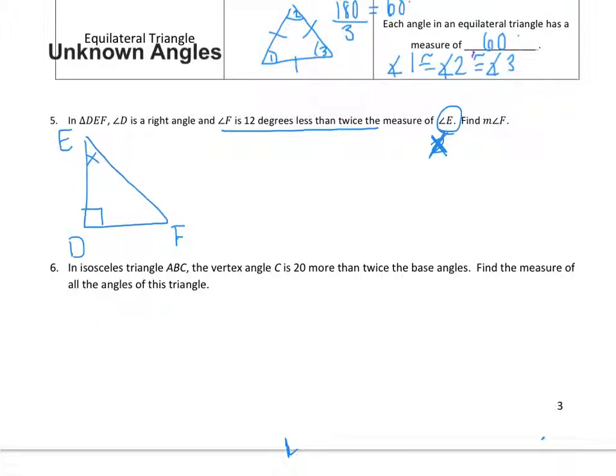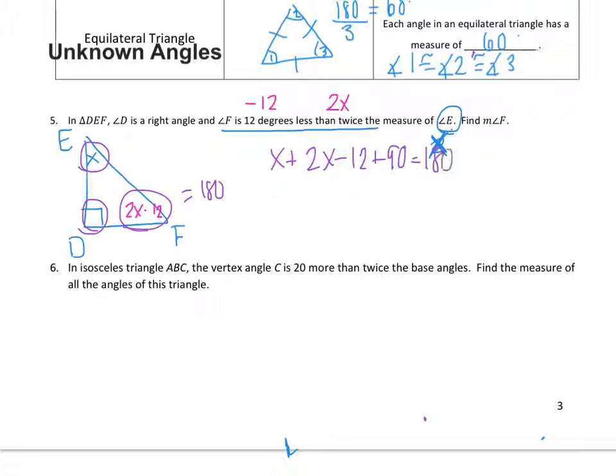That means that I can now call F something in relationship to X. Because remember, F is 12 degrees less than twice E, and E was now called X. So now I have twice X with a 12 degrees less than, so 12 degrees less than means to subtract it. So here I've got 2x minus 12. Remember that theorem says that all angles in a triangle add to 180. So we're going to take a second to write an equation, then we're going to solve it. X plus 2x minus 12 plus 90 equals 180. Okay, so take a few minutes to solve that equation.